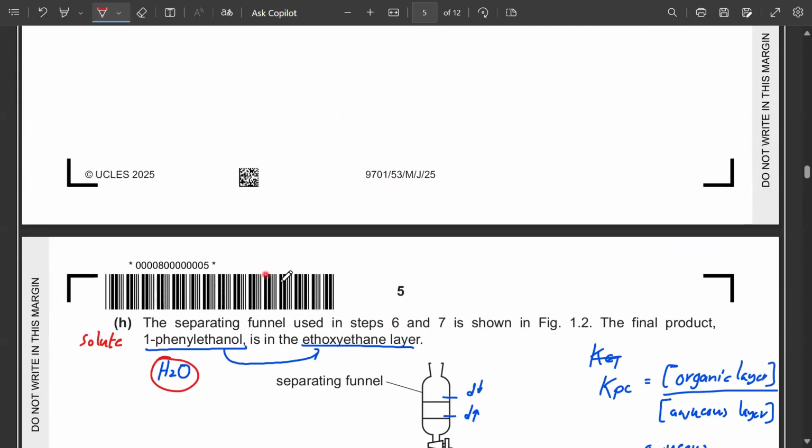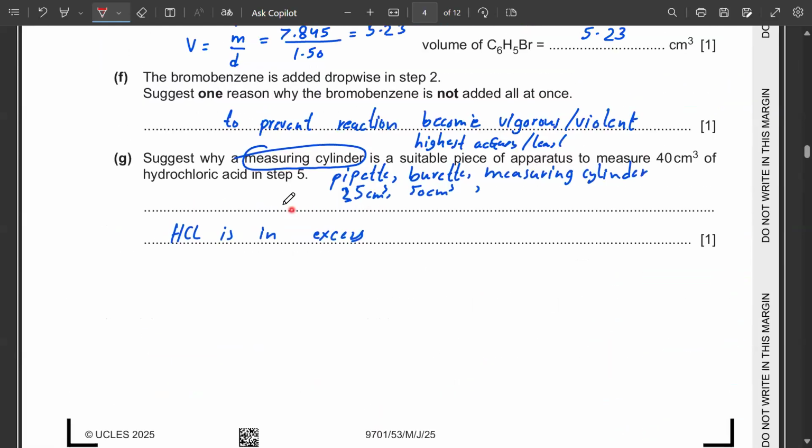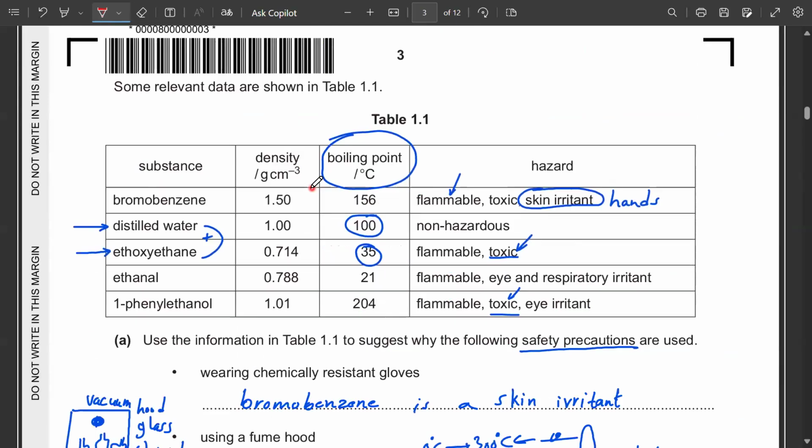Now, they are asking you to use the details from table 1.1. So in table 1.1, the ethoxyethane layer with 1-phenyl ethanol has a density of 1.01, and the other solvent is distilled water. The density is 1.00. That means we have these two different solvents present for that one particular solute. All right. Water. Why not ethoxyethane?